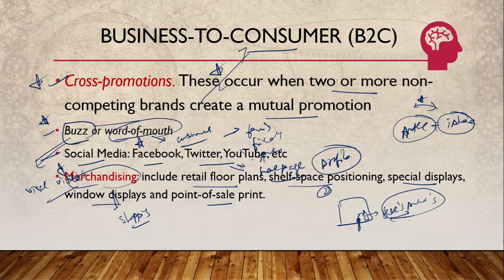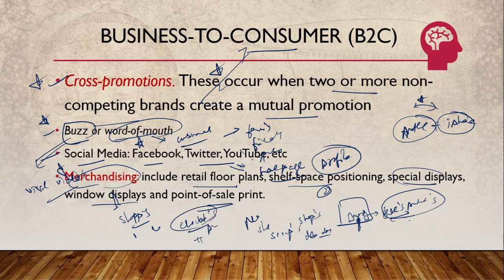Other is shelf space positioning. Let's say once you enter, on the left side you have some everyday purchases like personal care products such as shampoos, soaps, deodorants, and all. Special displays, window displays, point of sale print. At the point of sale, at the end point, they will try to sell some chocolates, so that people who are cashing the bill, if they see the chocolate, they will purchase them. So these are some of the popular methods to acquire the customers.